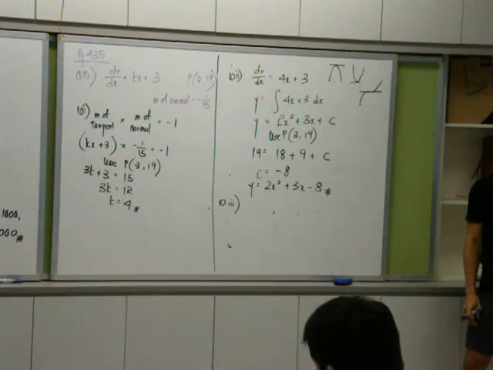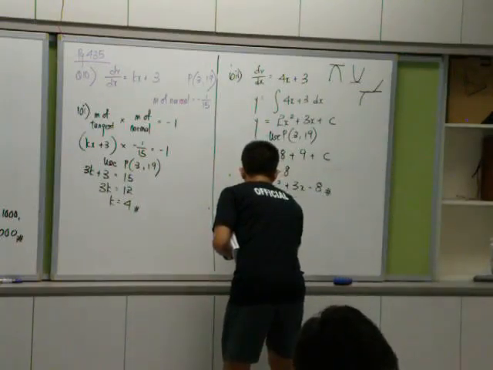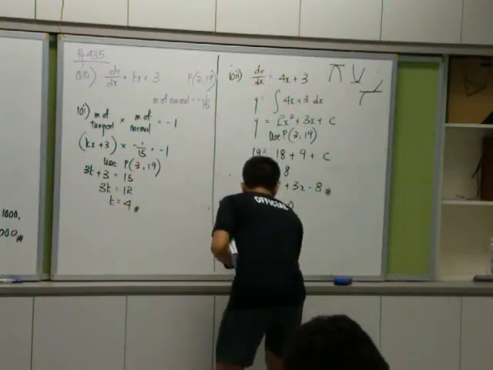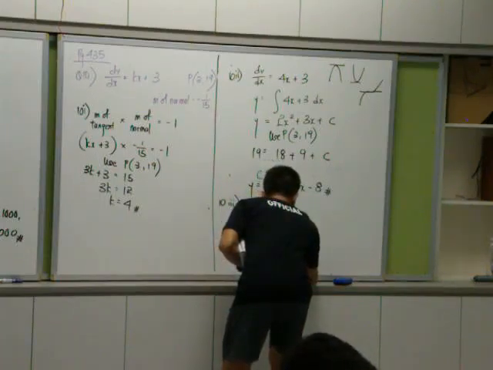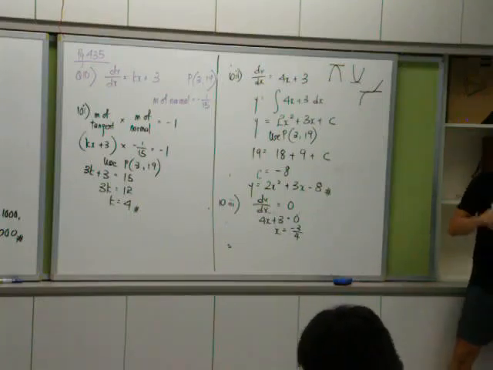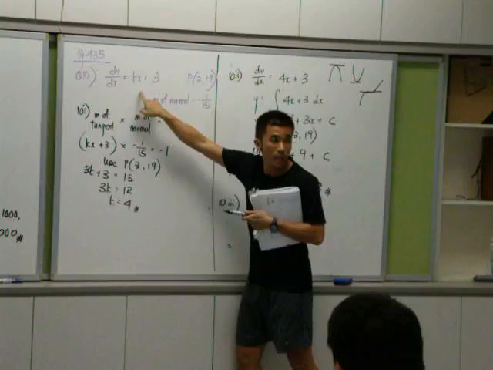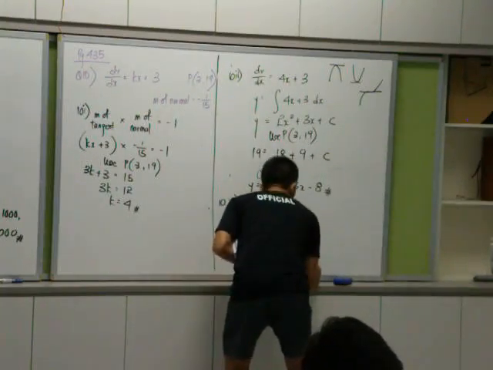Am I right? So what do we equate? dy/dx equal to 0. So in this case, your dy/dx is 4x plus 3. x must be equal to negative 3 over 4. How to find the value of y? Sub it into this equation, not the dy/dx. Sub into the equation of y. What do you all get?